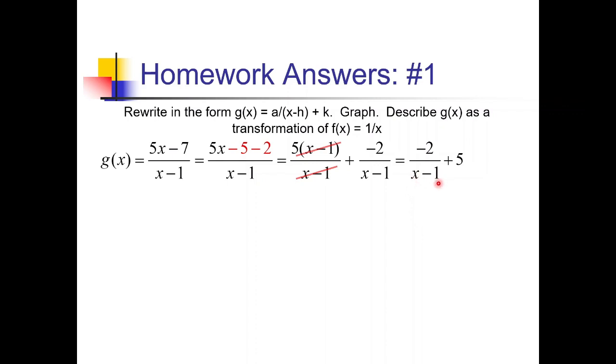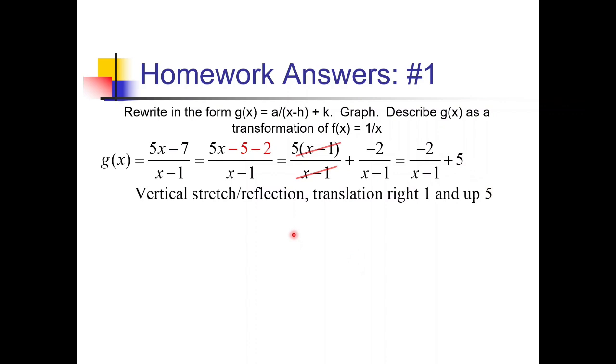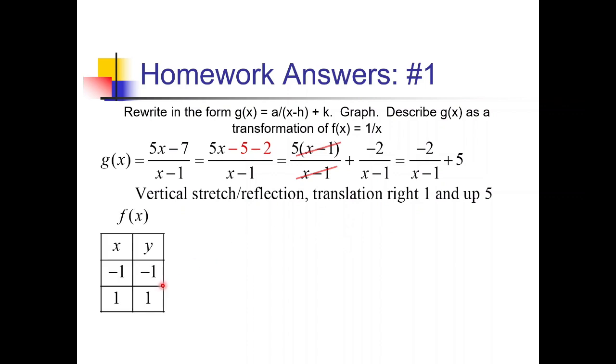Now to actually graph this thing, let's take a look at the transformations that are happening. So this negative 2 in the numerator, that's giving me a vertical stretch and a vertical reflection. The x minus 1 down here translates me 1 to the right, and the plus 5 out here is translating me up 5. So summing all that up, vertical stretch and reflection, translation right 1 and up 5. So here's my parent table. We have negative 1, and 1, 1 for these rational functions.